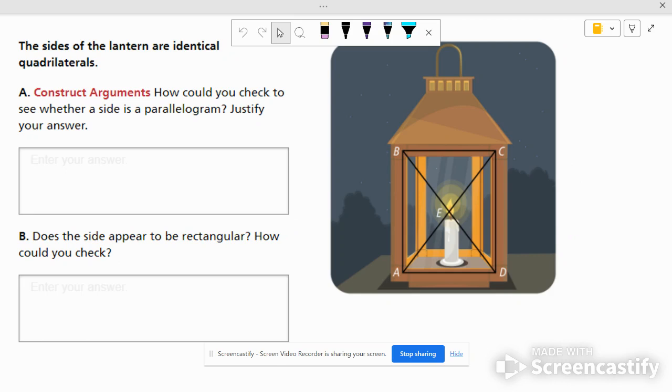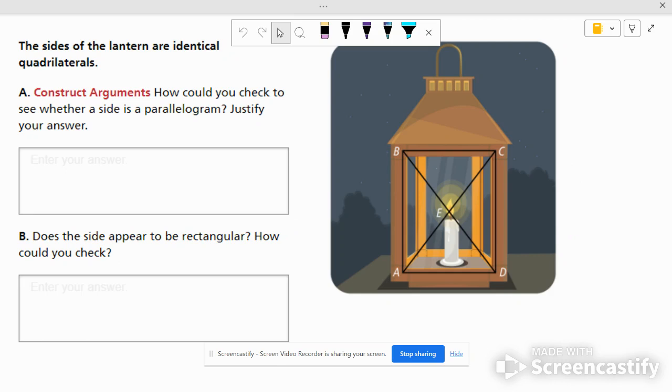What about with the diagonals? If the diagonals bisect each other, then it's a parallelogram. Now, how do we check if it's a rectangle? If the diagonals are what? Say it. Congruent. If the diagonals are congruent, then it's a rectangle.